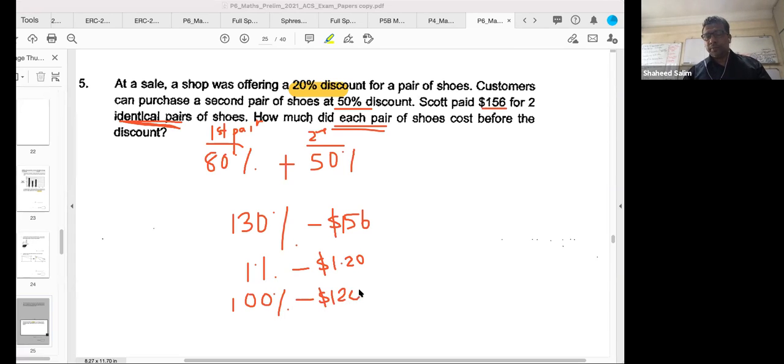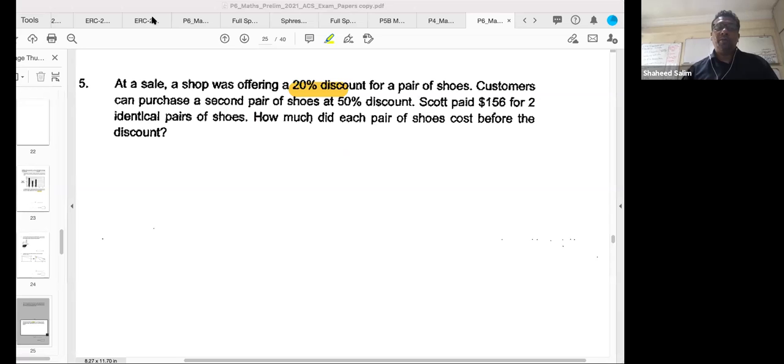How is it? Okay. First pair, 20% discount, so 80%. You only pay 80%. Second pair, only pay 50%. Altogether, you add is 130%. This is equal to 156. Find 1%. Divide by 130, you get 1.20. Now they want to find what's the original price of 1 pair of shoes, which means 100%. $120. We move on again.